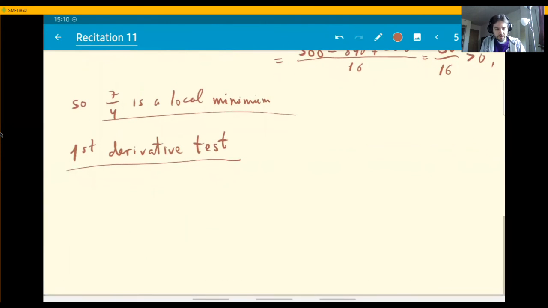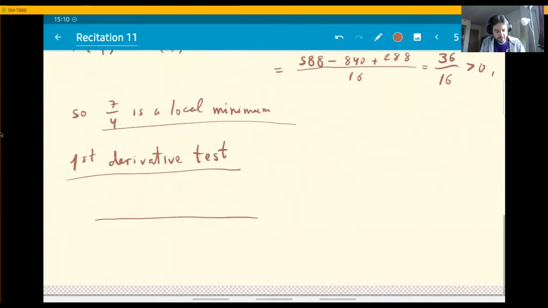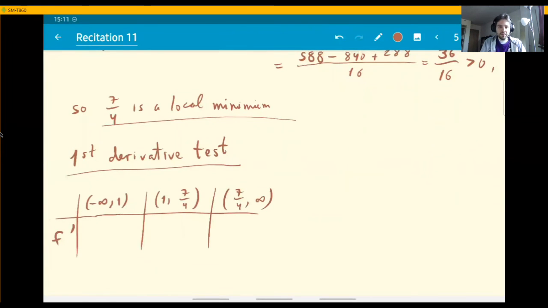Okay, so we already know what the critical points are going to be. They were, once again, 1 and 7 over 4. So imagine that they're going to divide the domain into 3 pieces. 7 over 4 is larger than 1, by the way. You're going to need to know the sign of f prime in each one of the pieces in order to understand if it is changing or not.